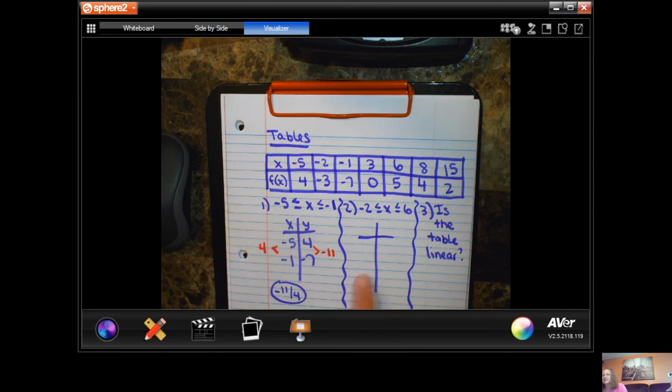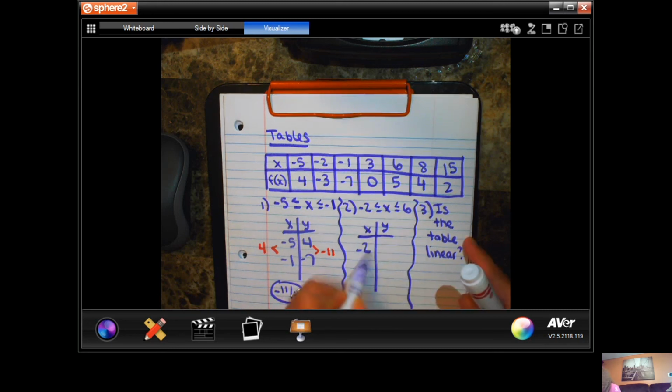The next one, I need to find the average rate of change from -2 to 6. So x and y go at the top, or you can have x and f of x. My -2 and 6 are my x's, so I'm putting that in the x column. And now I go to the table. -2 is paired with -3, so that goes in the y. 6 is paired with 5, so I'm putting that in the y column.